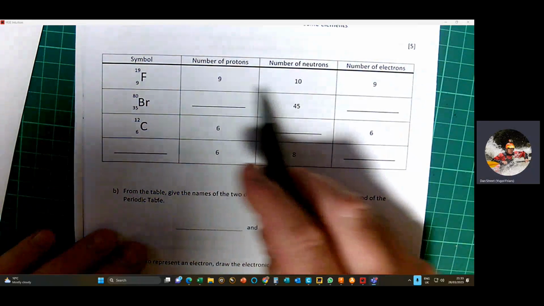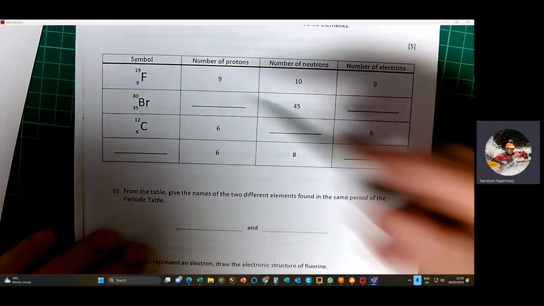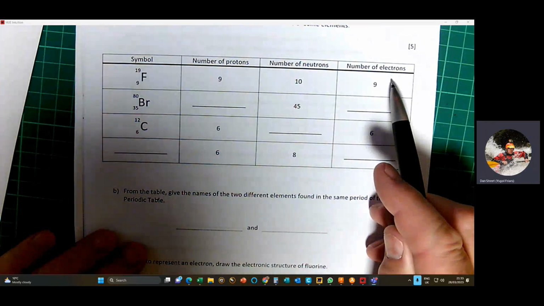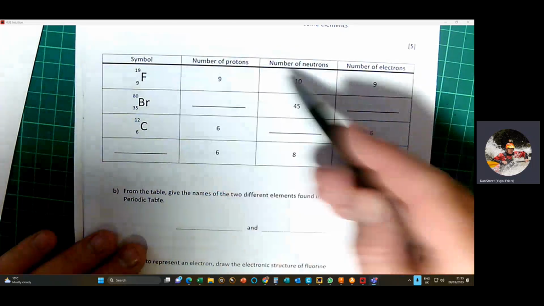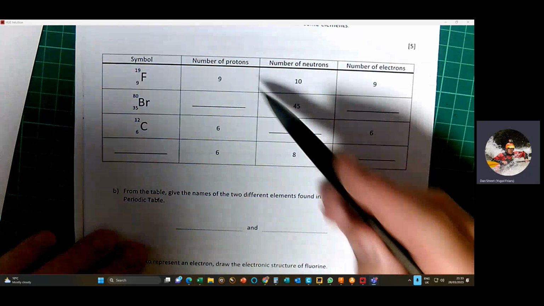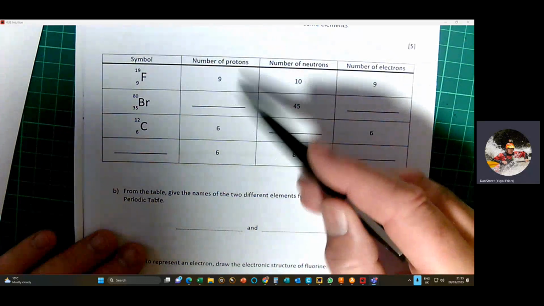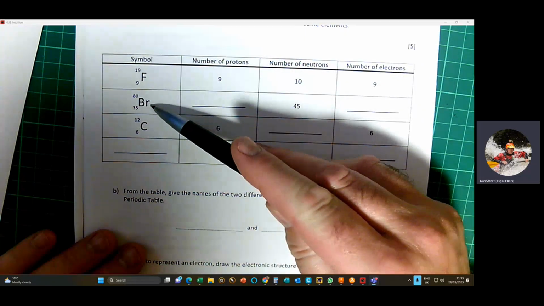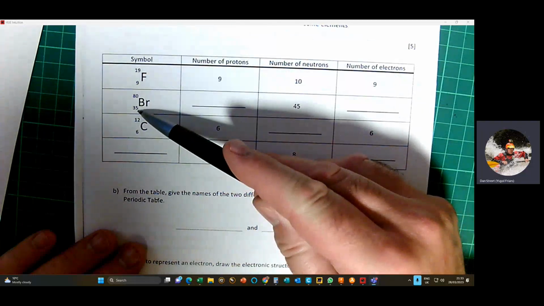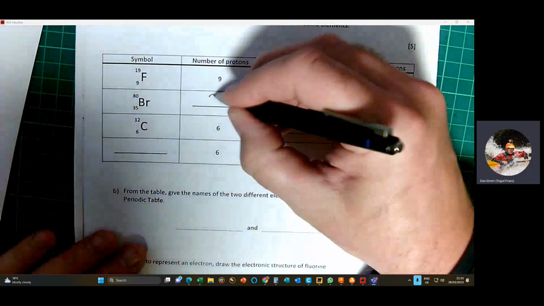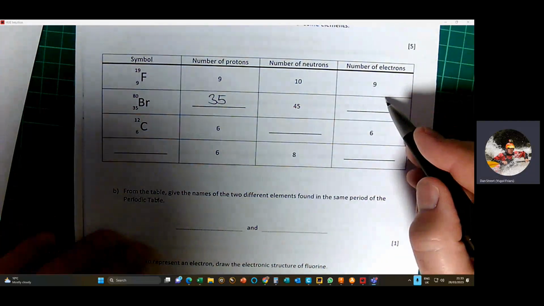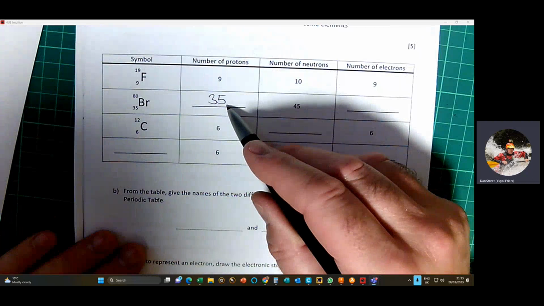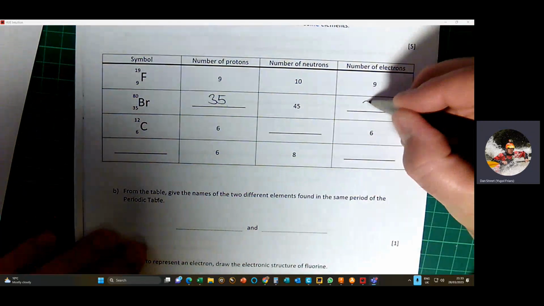So going across the first row, it's all been done for us. The protons and the electrons are the same, and the number of neutrons is 19 take away 9, which is 10. So the first one we need to fill in is the number of protons for bromine. Now the number of protons is the atomic number, so that's 35. And the number of electrons in an atom is always the same as the number of protons. That is also 35.